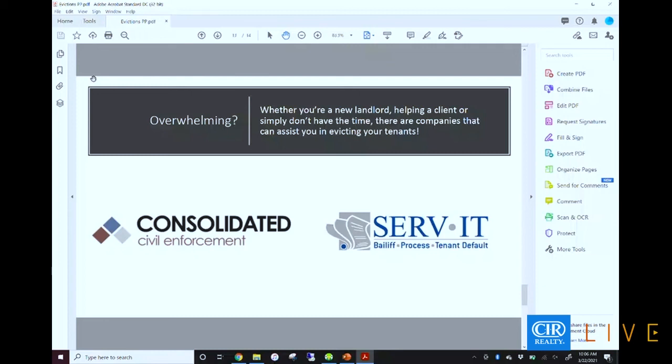So there's lots of companies out there. Two that I have used in the past that I really, really like are Consolidated and Servit. They're both bailiff companies, and at least on the Servit side, one of the main gentlemen there has been doing this for over 20 years. So he has a lot of interesting stories to tell you if you have the time.